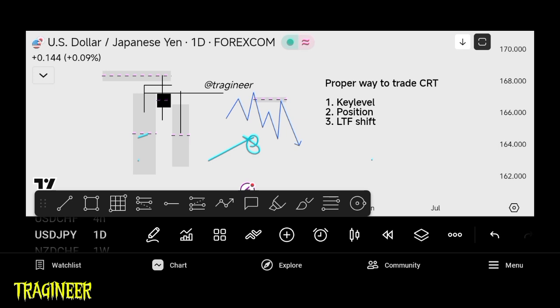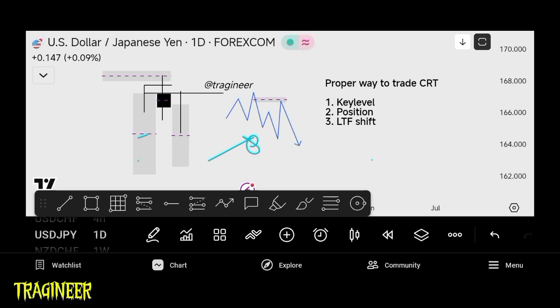So today we're going to talk about candle range theory, popularly known as CRT. I'm going to teach us the proper way to trade it, right? Enough of the losses, enough of blowing accounts. Let's get straight to it.